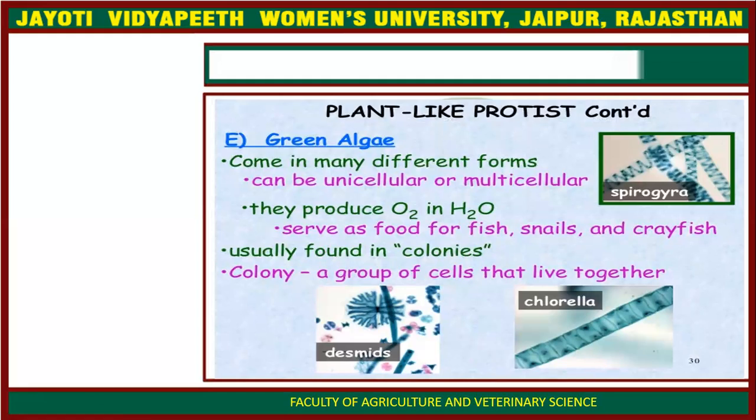Next is the plant-like protist, the green algae. They come in different forms, can be unicellular or multicellular. That is the structure of these green algae. Examples include Spirogyra, Chlorella, and Desmids. They serve as food for fish, snails, and crayfish. Usually, they are found in colonies.